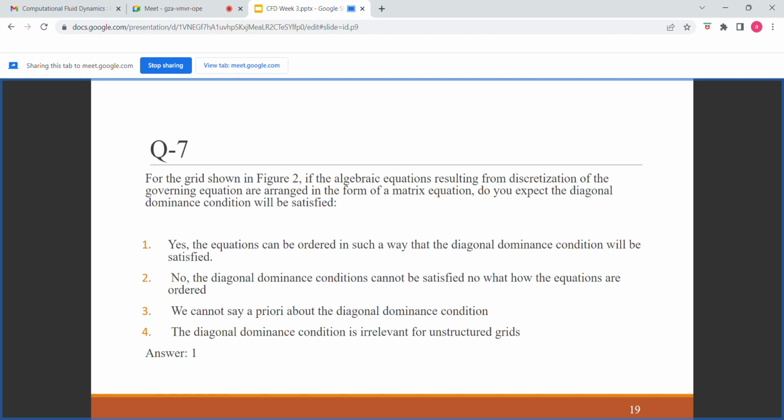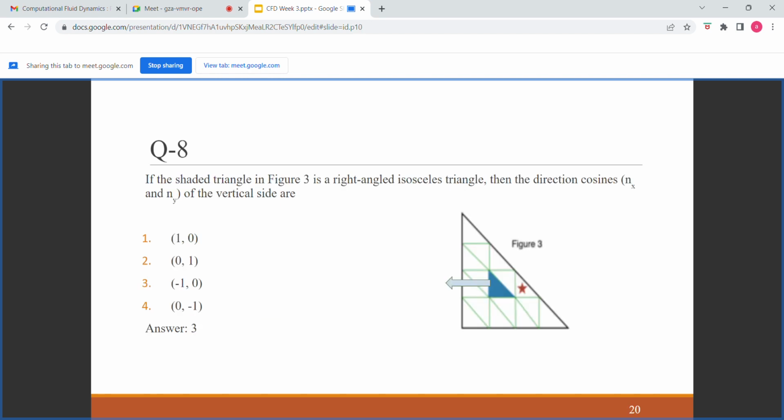Yes, the equations can be arranged or rearranged so that the diagonal dominance conditions will be satisfied. That was the answer to question number 7. Then we moved on to figure 3 and analyzed it. In figure 3 it was given that if the shaded triangle is a right-handed isosceles triangle, then the direction cosines of the vertical side would be... There were many different triangles given in this figure 3, of which the shaded one is the right-handed isosceles triangle.